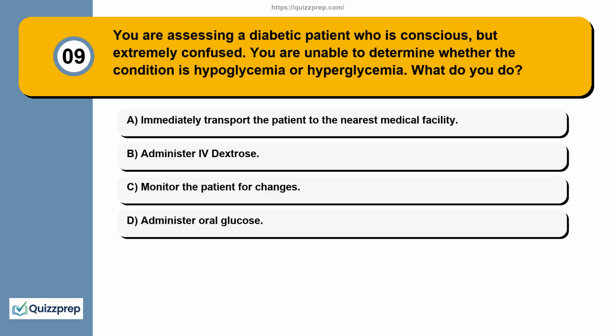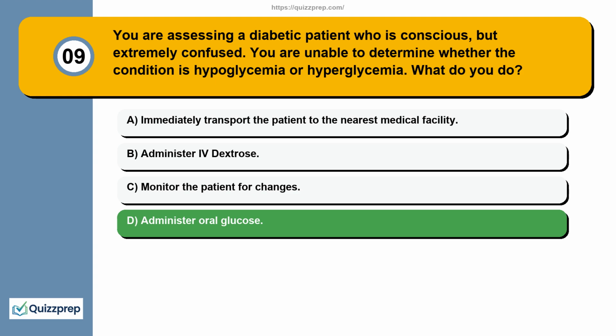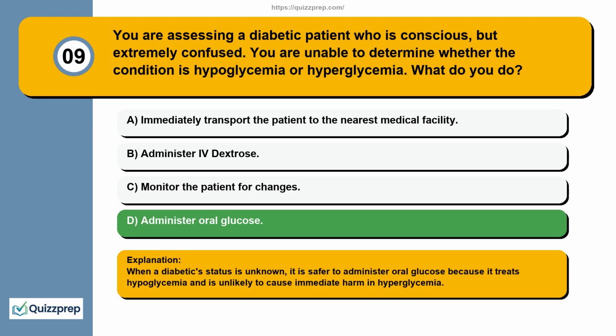Question 9. You are assessing a diabetic patient who is conscious, but extremely confused. You are unable to determine whether the condition is hypoglycemia or hyperglycemia. What do you do? Immediately transport the patient to the nearest medical facility. Administer D50. Monitor the patient for changes. Administer oral glucose. When a diabetic's status is unknown, it is safer to administer oral glucose because it treats hypoglycemia and is unlikely to cause immediate harm in hyperglycemia.